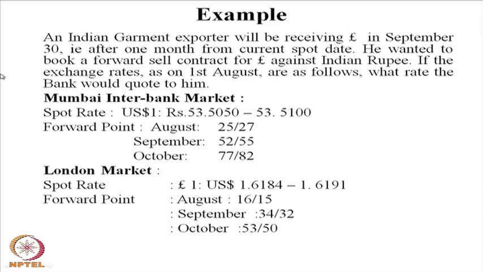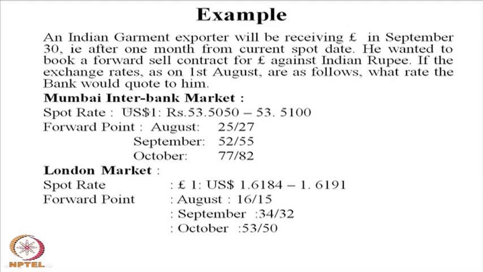Why does he want to book? Because within the 1 month the pound sterling may appreciate or depreciate against the rupee, we do not know, and what will be the conversion rate of rupee against pound sterling, we do not know. So, there is a transaction exposure for the garment exporter. For that reason, he is going for a forward contract. If the exchange rates as on 1st August are as follows, what rate would the bank quote to him?